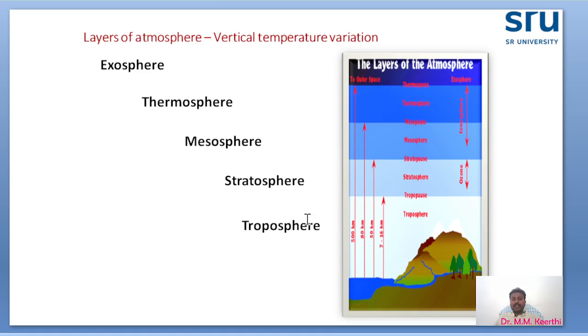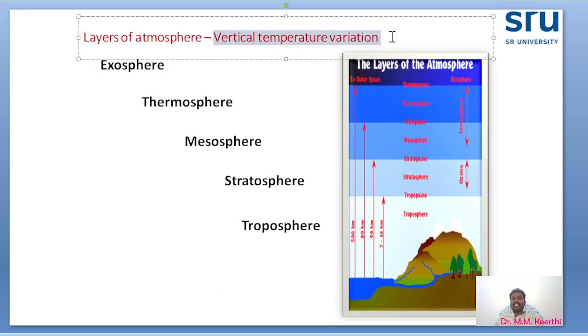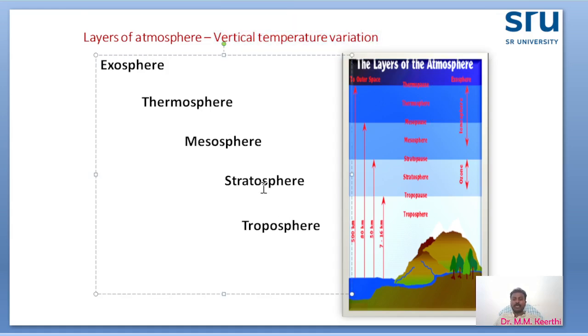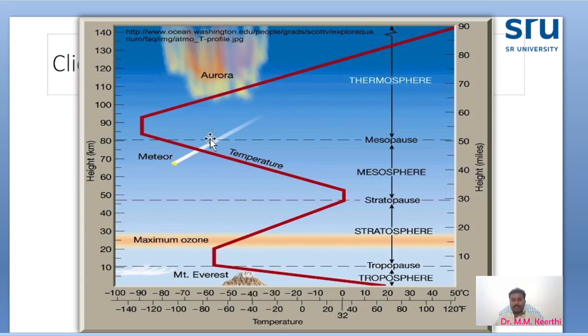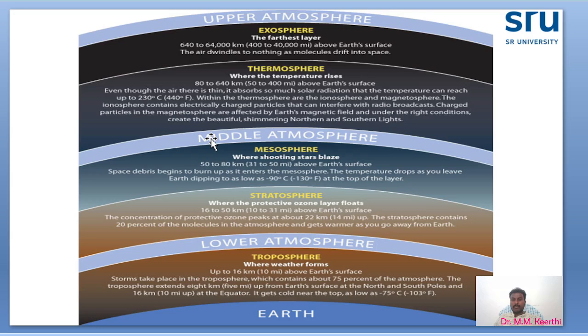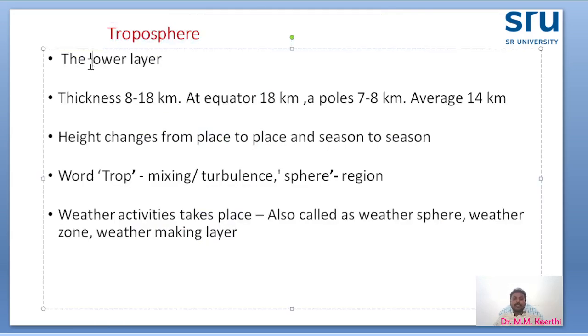Okay. First, we are going to discuss the troposphere, followed by the strato, meso, thermo, and exosphere. These spheres are divided based on the vertical temperature variation. So one by one we will see in the picture. First one is the troposphere. The troposphere is the lowest sphere.